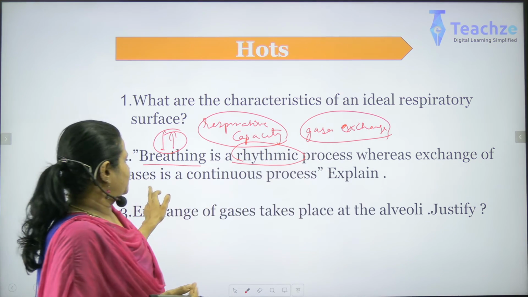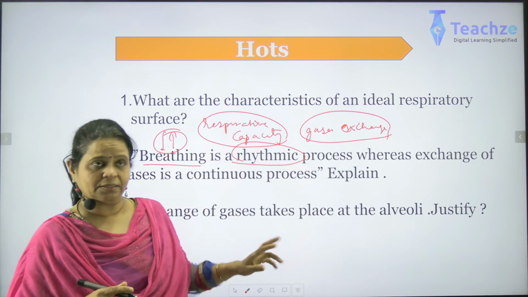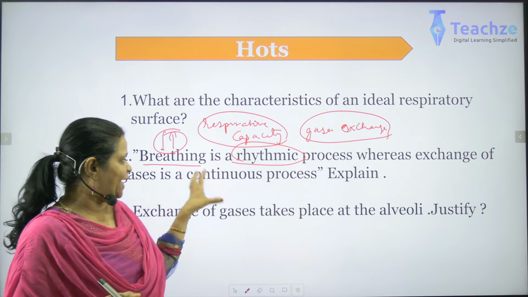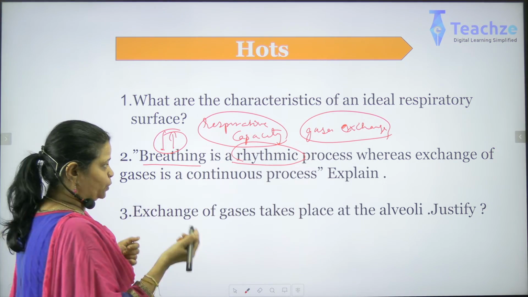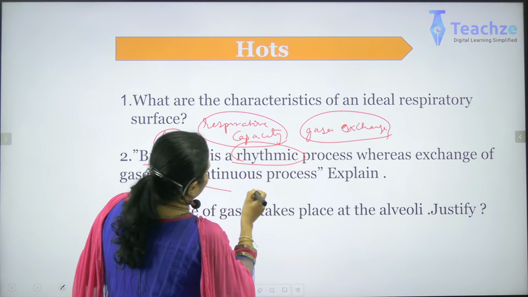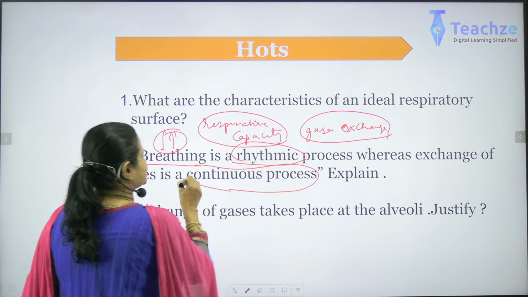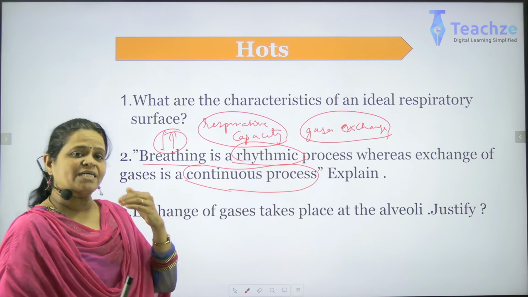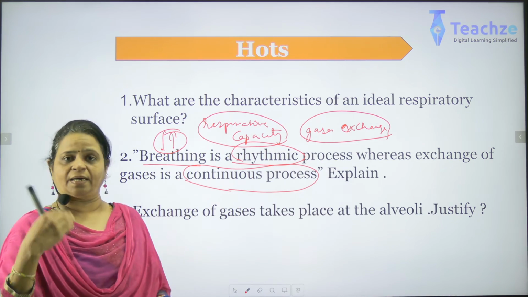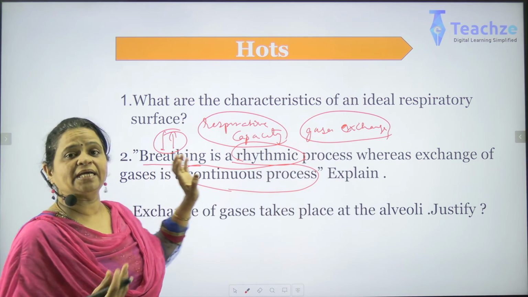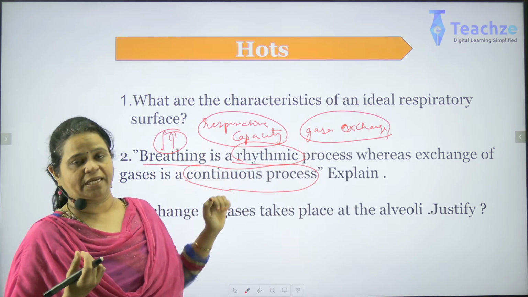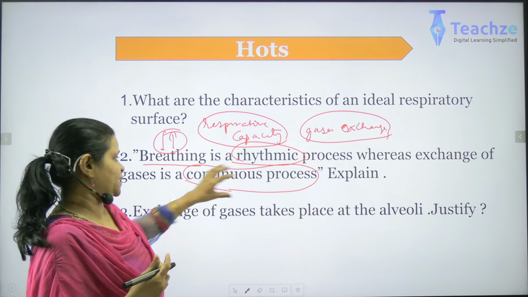Now, but inside the lungs, what happens? The air is constantly being picked up by the capillaries through the alveoli. So the exchange of gases in the alveoli is a continuous process. It has to give oxygen to the tissues. It has to collect carbon dioxide from the tissues. So it is a continuous process, whereas breathing occurs only 12 to 15 times a minute. The rest of that is a continuous process.